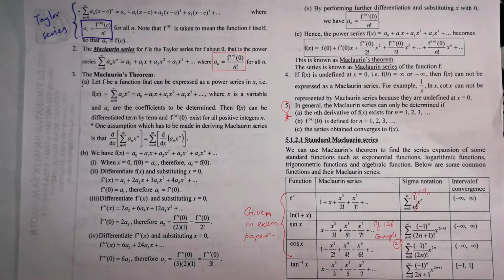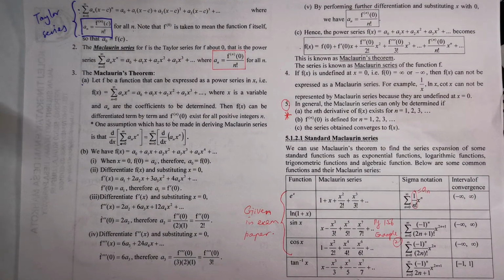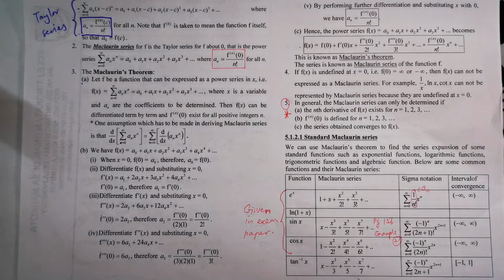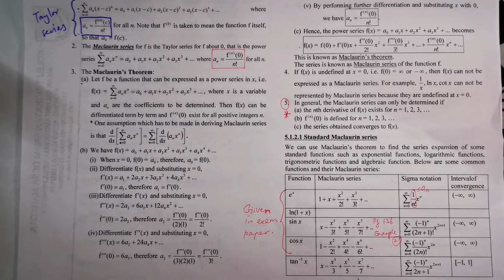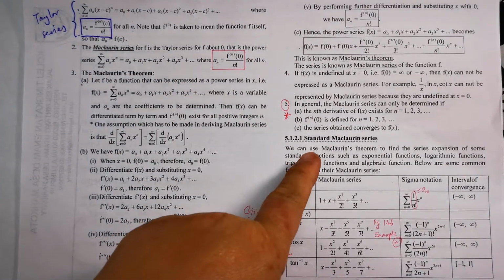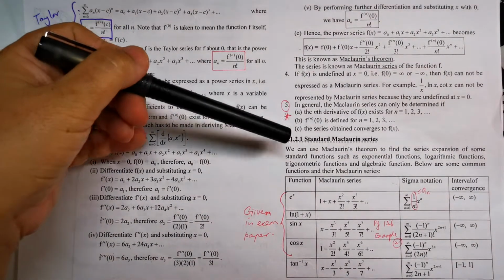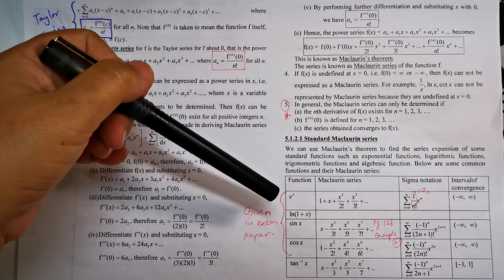So today we are going to see what are the actual steps that we have to use, by using Maclaurin's theorem, to find the Maclaurin series of a function. Before we go to the steps, let's see some standard Maclaurin series. Standard means it is general and it is given in the exam.